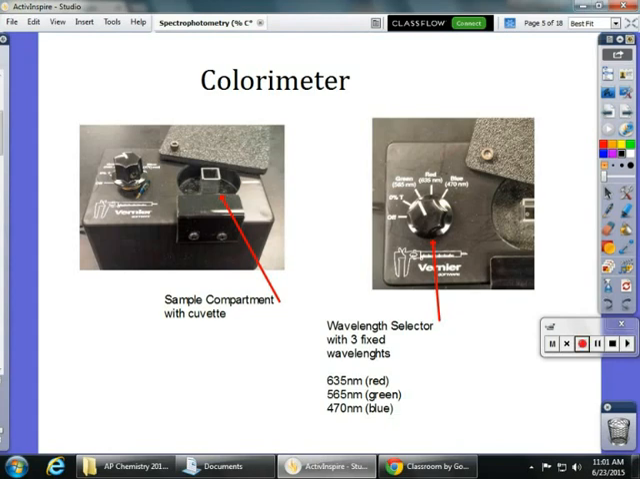And usually they give you a range. We've got green, red, and blue. So you can pick the wavelength that best or most closely fits the peak absorbance of your material that you're going to use. So this one will only allow you to look at 635, 565, and 470 nanometers, a red, a green, and a blue.